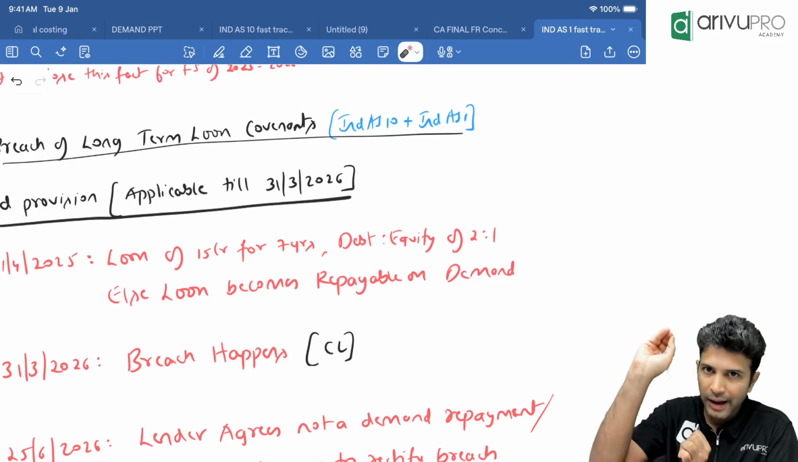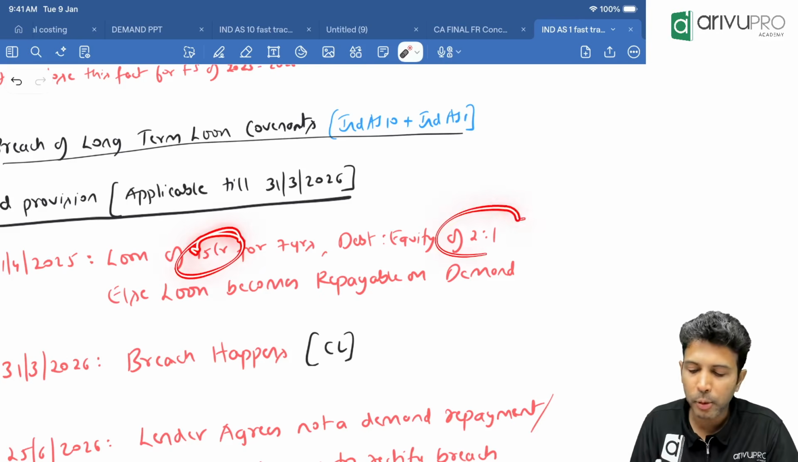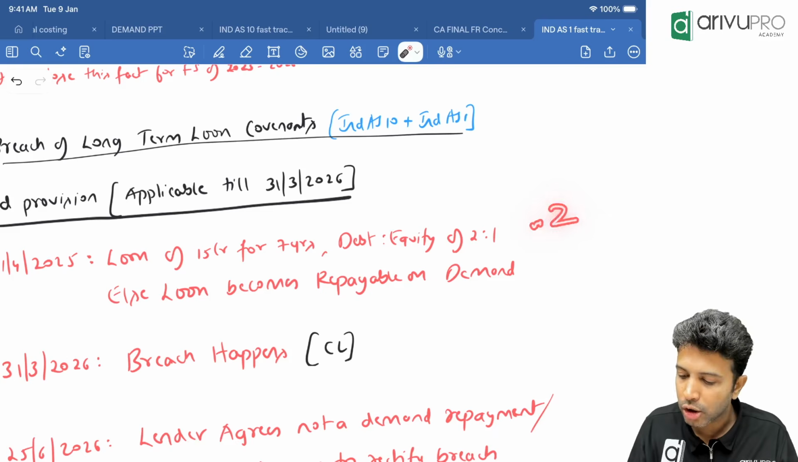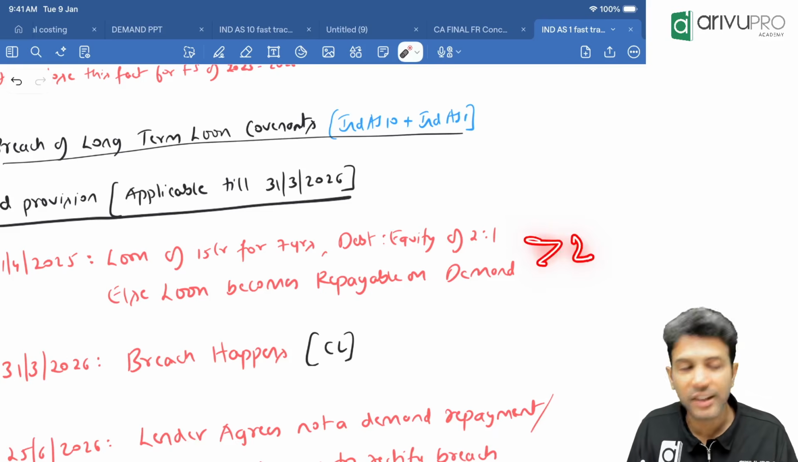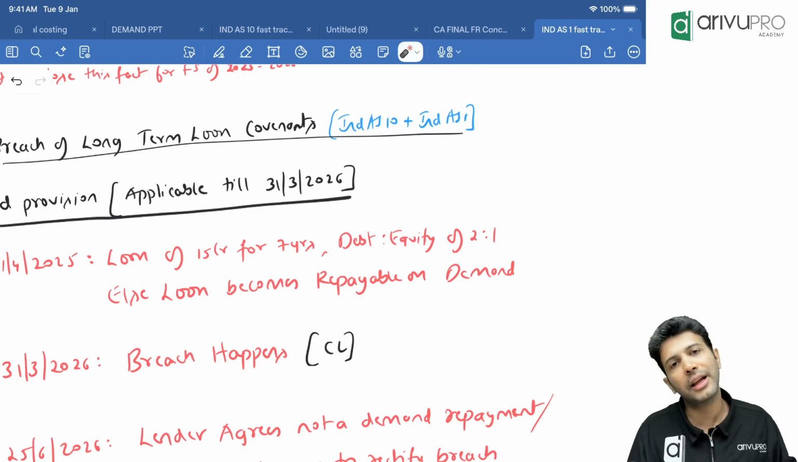When we have taken a bank loan, the bank gave us a loan of 15 crore and put one condition saying the debt equity ratio should not exceed 2. It should not cross 2. If the actual debt equity ratio exceeds 2, then the bank has a right to take the entire loan back.